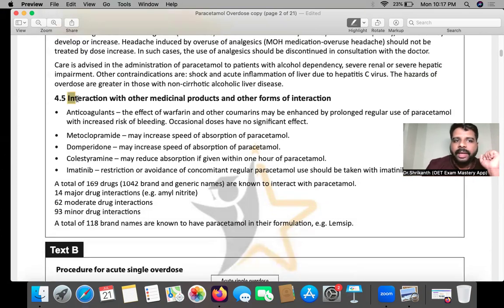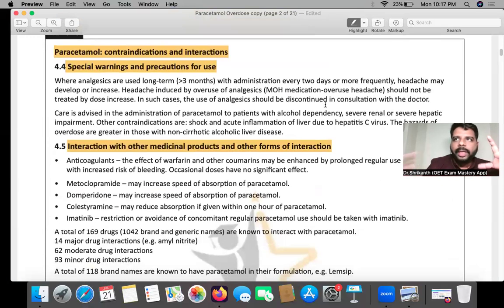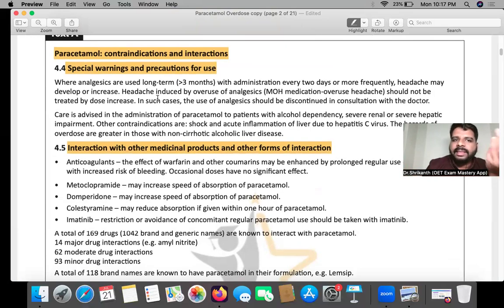And then here we have interaction with other medicinal products and other forms of interaction. So paracetamol has the potential to interact with other medical products as well. Now you see over here, there is no need for you to read the entire text. How many seconds do you need to read these three small headings over here? Maximum 5, 6 seconds. So within 5 to 6 seconds, you have a clear idea of what content is coming under reading part text A, right?